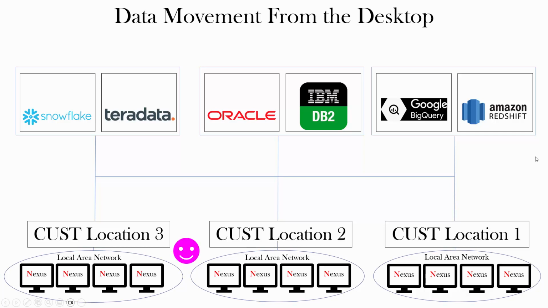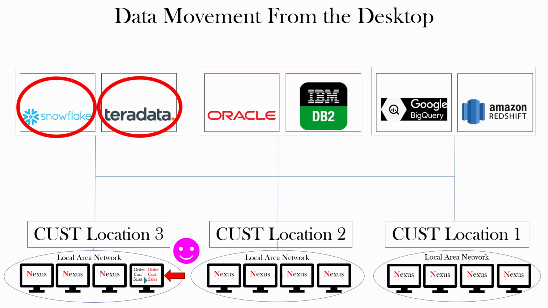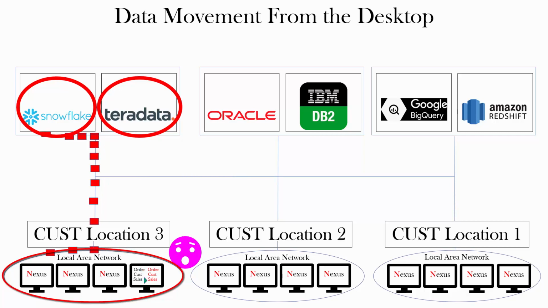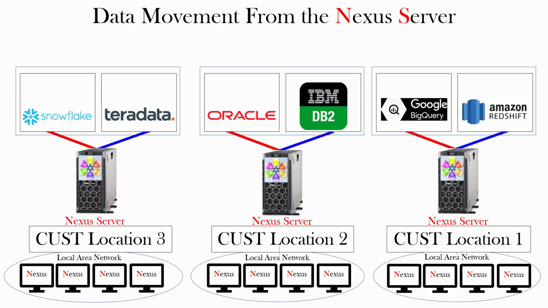Let me show you something that no one understands about data. Suppose you wanted to move from Teradata to Snowflake and you used your Nexus on your PC to start a utility. The data would move from the source through your PC, through that local area network, and then onto Snowflake. It's fine for small data, but 500 million rows is going to take 20 hours. It's horrifying. Here's how we solved it.